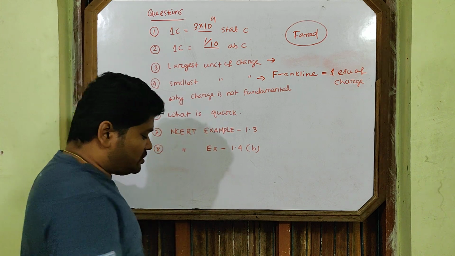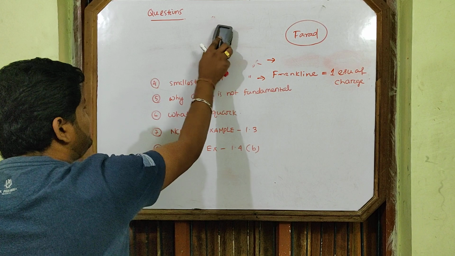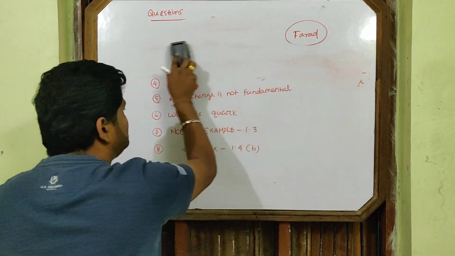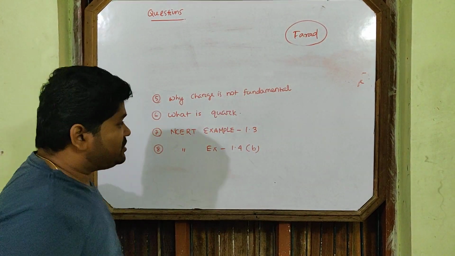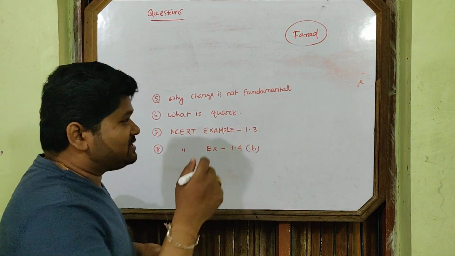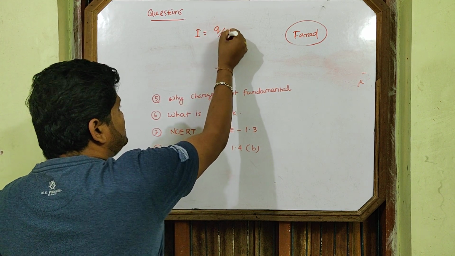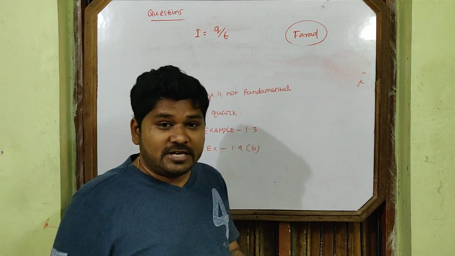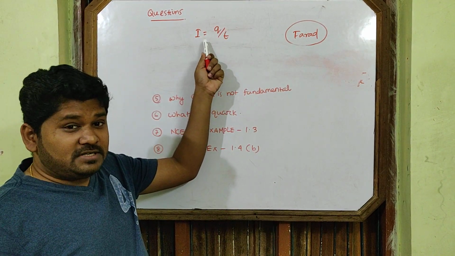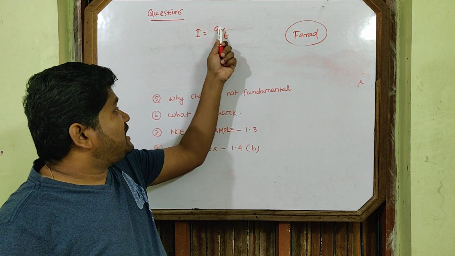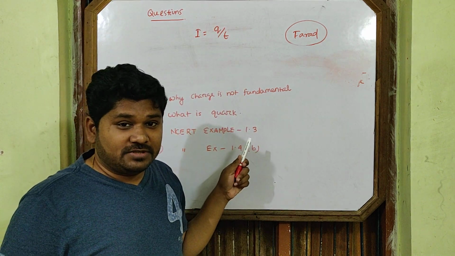Then we'll come to question number 5. Why charge is not fundamental? My question was like this. While writing the formula of current, we are taking the help of charge. By the help of charge, we are writing the formula of current. But here, charge is not fundamental, but current is fundamental. Why? This was my question.